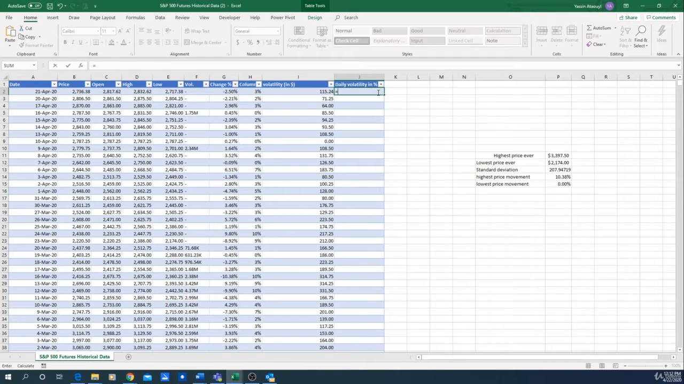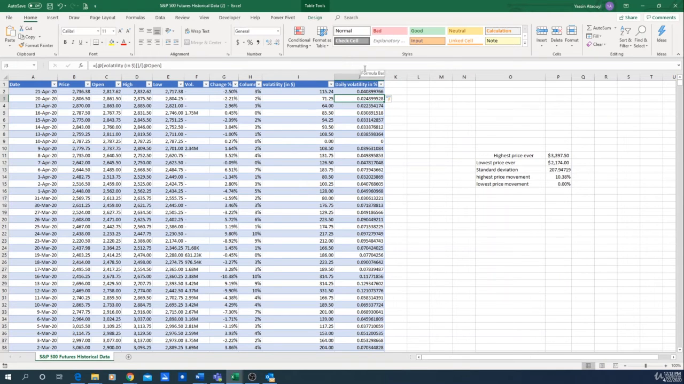So how do we calculate this? It's very simple. We have our volatility in dollars. So it moved $115. We'll simply divide this by the open price, because once again, I personally use the open price as a reference. And here we go. Don't forget, at the end, we have to put everything in percentage.